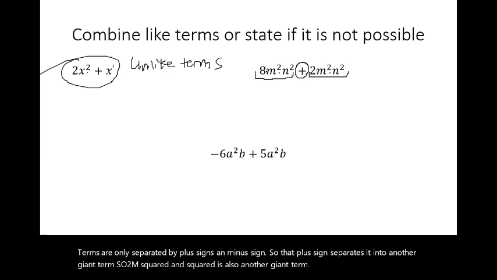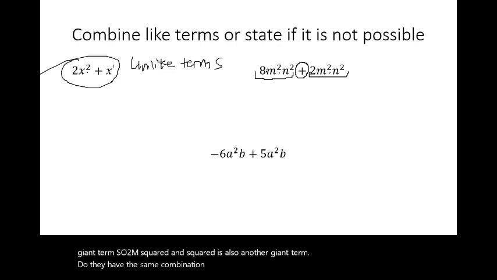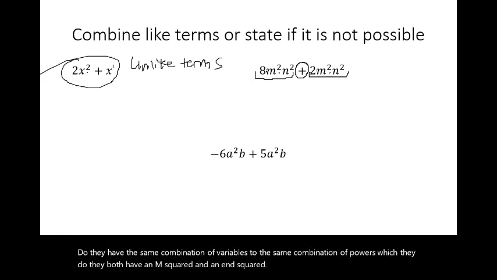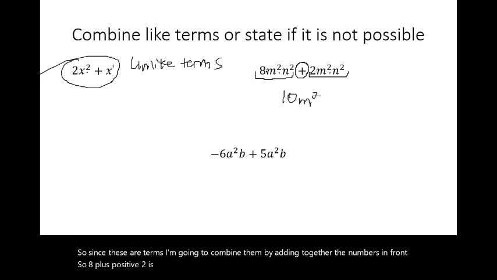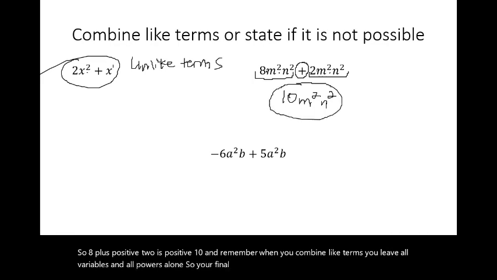Do they have the same combination of variables to the same combination of powers? Which they do. They both have an m squared and an n squared. So since these are like terms, I'm going to combine them by adding together the numbers in front. So 8 plus positive 2 is positive 10. And remember, when you combine like terms, you leave all variables and all powers alone. So your final answer is going to be 10m squared n squared.